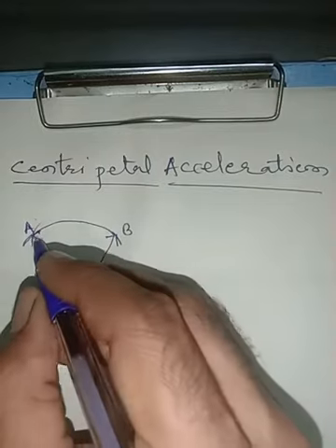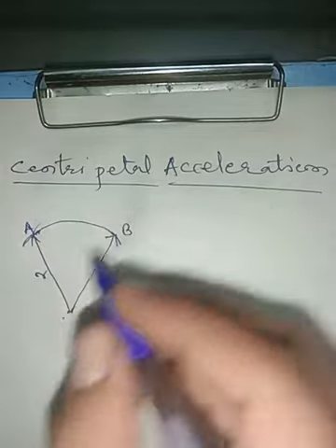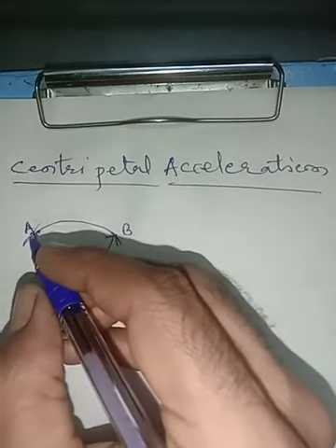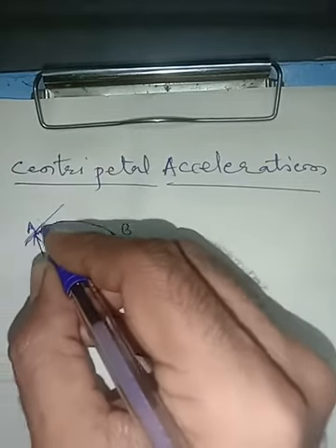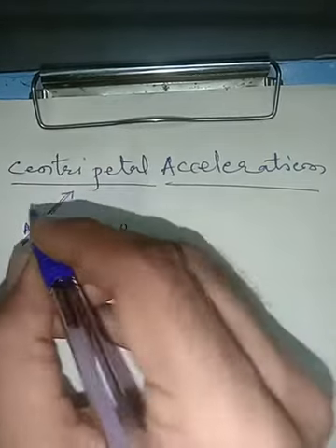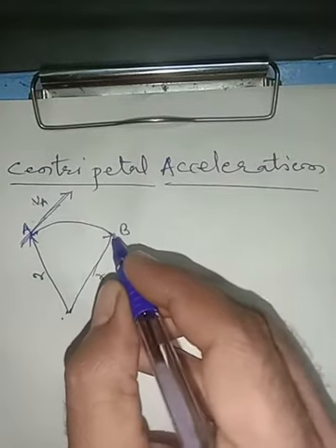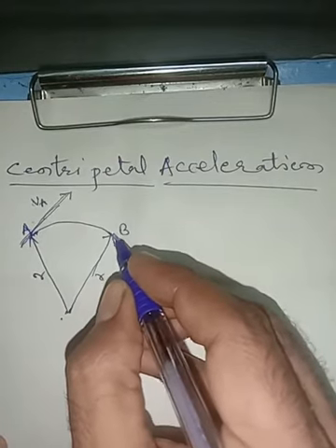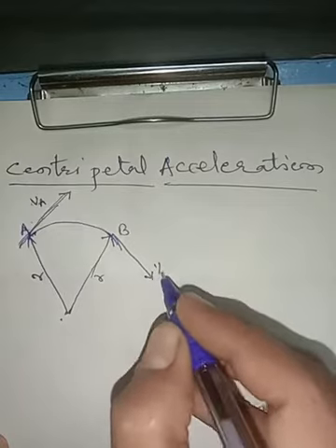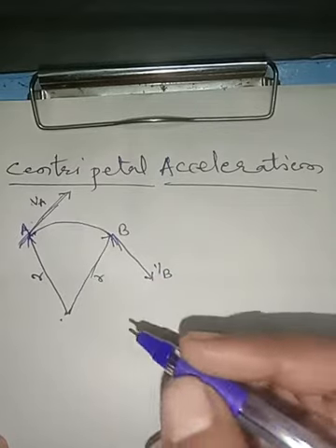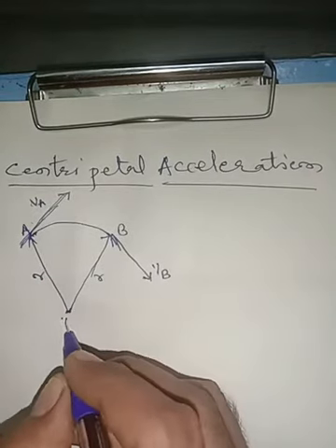So what will be happening? At this particular point A, the particle is moving with constant speed v in a circular path. The velocity at this point will be in this direction, it is taken as Va. Similarly, at this point the velocity of the particle will be in this direction, taken as Vb. And the acceleration is towards the center O.